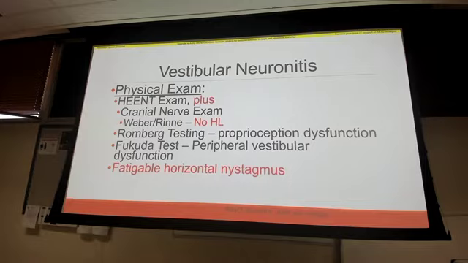No change on our HEENT exam. We're still going to do a full HEENT exam. We would not suspect any hearing loss, so that's a key indicator for us. We can do that Romberg or that Fukuda test. Those aren't specific. Those are just tests that we can do to assess for our differential diagnosis, and then we'll note that fatigable horizontal nystagmus.